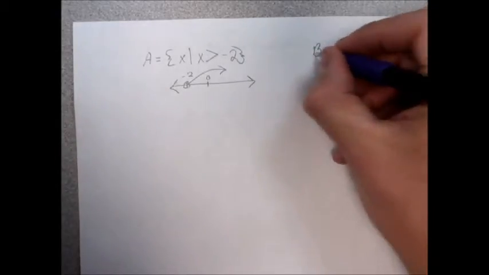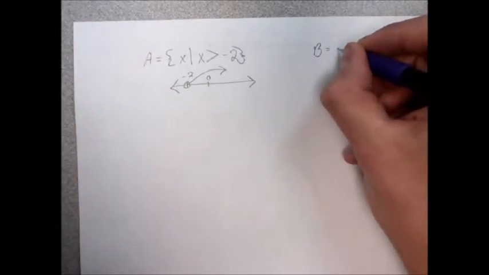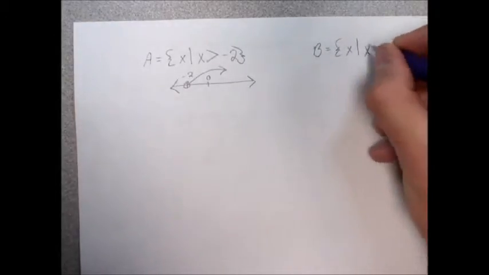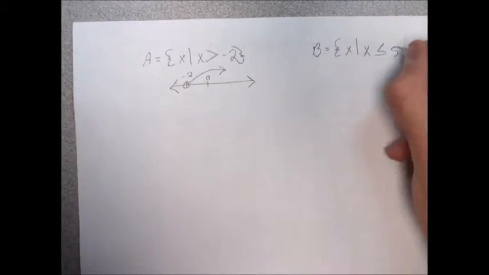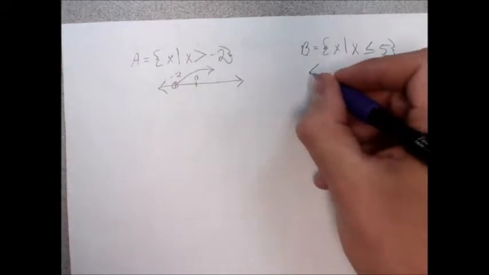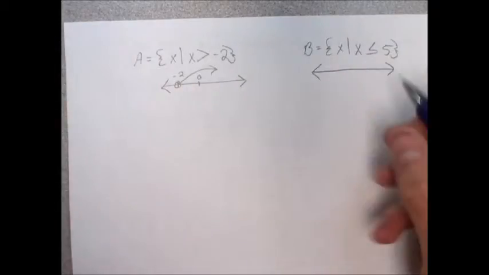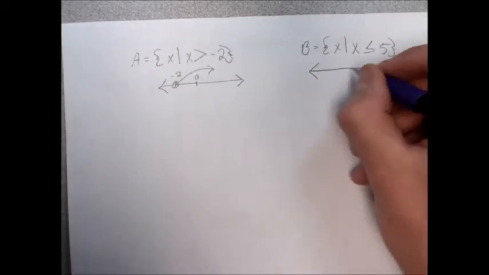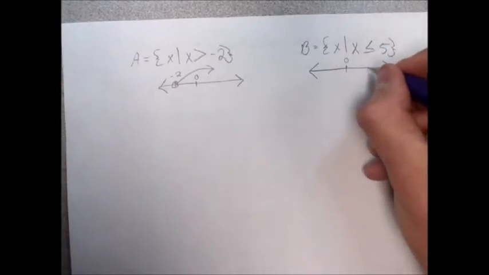On B, again, this one's written in set builder notation. It says X such that X is less than or equal to 5. Okay, and again, I'm going to put this one on a number line so I can see it. And then I'll put them on one number line and we can look at them together. So X is less than or equal to 5. And again, I'm going to put 0 on my number line.